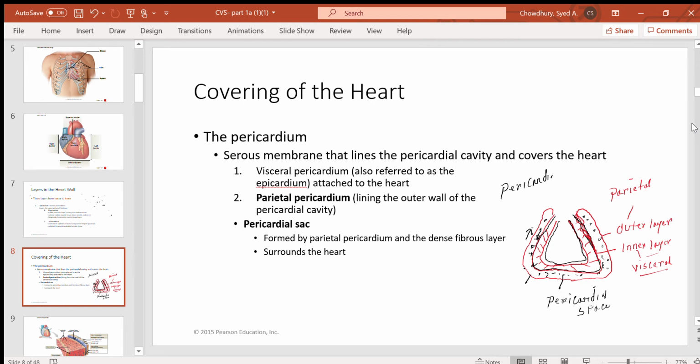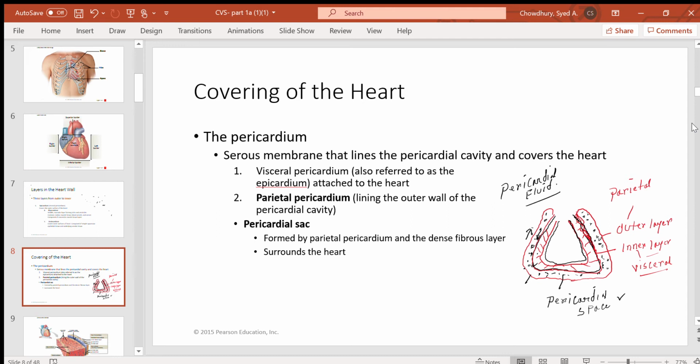Pericardial fluid prevents the friction. Make sense? It's a lubricating type fluid, but it is not fully occupying this space. It's partially filling this pericardial space.